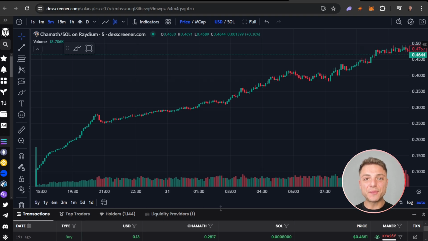Do you want to learn how to find the next 100x meme coins? Right now, meme coins are going absolutely crazy. This is just a coin from today, up hundreds, thousands of percent. I'm going to be showing you in today's video exactly how you can use Dexscreener to find the next 100x cryptocurrency meme coin in this current massive bull market.